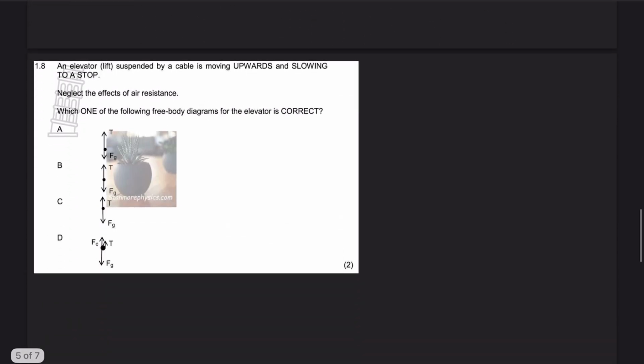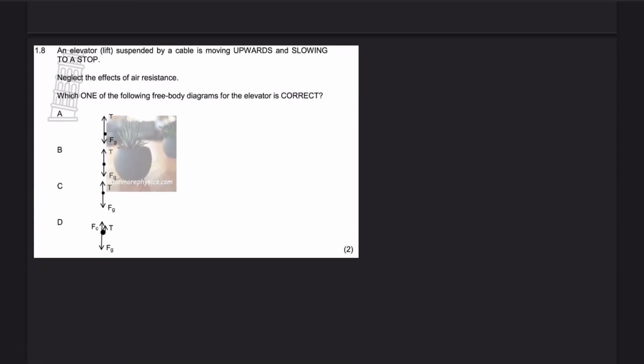Let's move on. Question 1.8. An elevator lift suspended by a cable moving upward and slowing to a stop. Okay, so this one is important. Slowing to a stop. So even though it's moving upward, right? The acceleration is downward because it's slowing down.